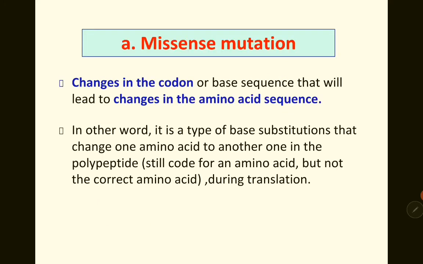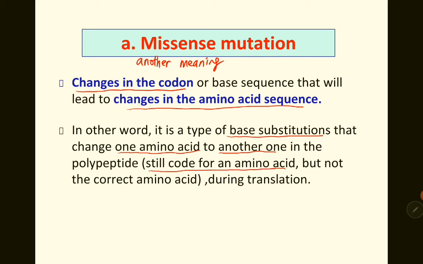First, missense mutation: a change in the codon or the base sequence that leads to a change in the amino acid. Missense means another meaning. In other words, it is a type of base substitution that changes one amino acid to another amino acid in the polypeptide. It will still code for an amino acid, but not the correct amino acid during translation.